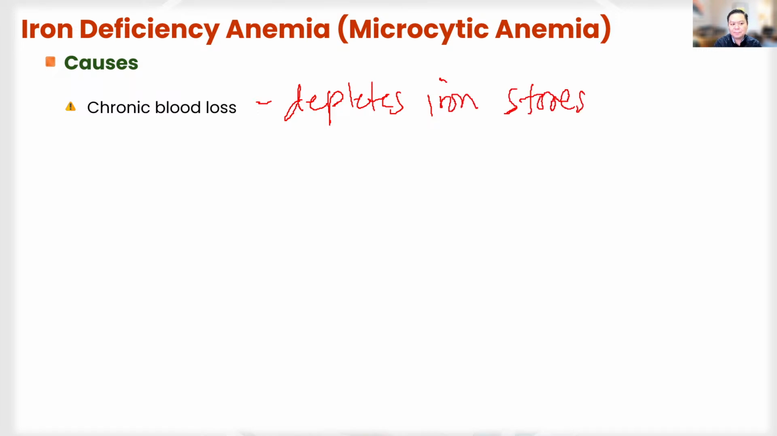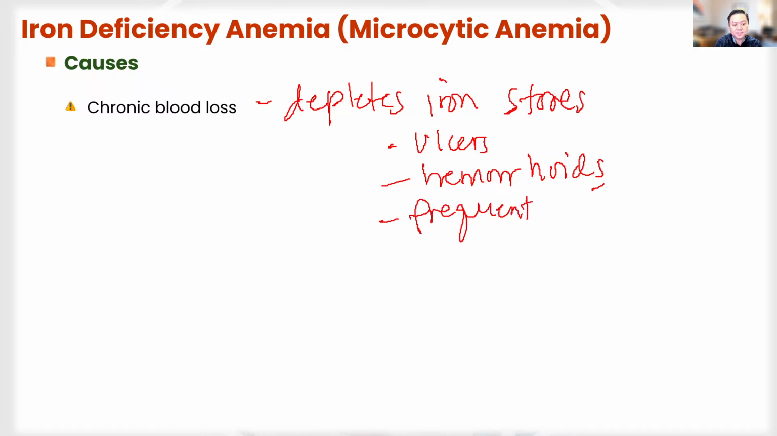This can happen in patients that may have some problems like ulcers, probably those who have a severe form of hemorrhoids. They're bleeding every now and then. Or frequent nosebleeds. So these can contribute to the drop of the iron stores. And in some patients, of course, those who are menstruating, right?